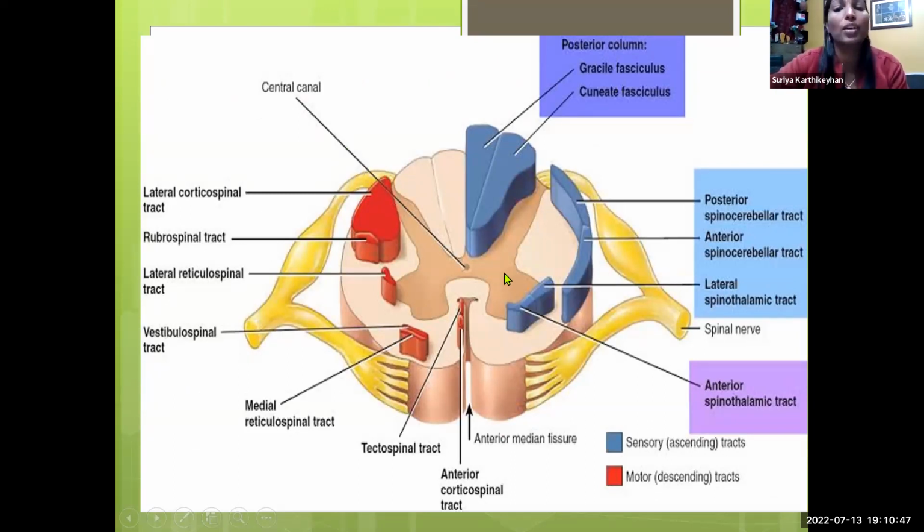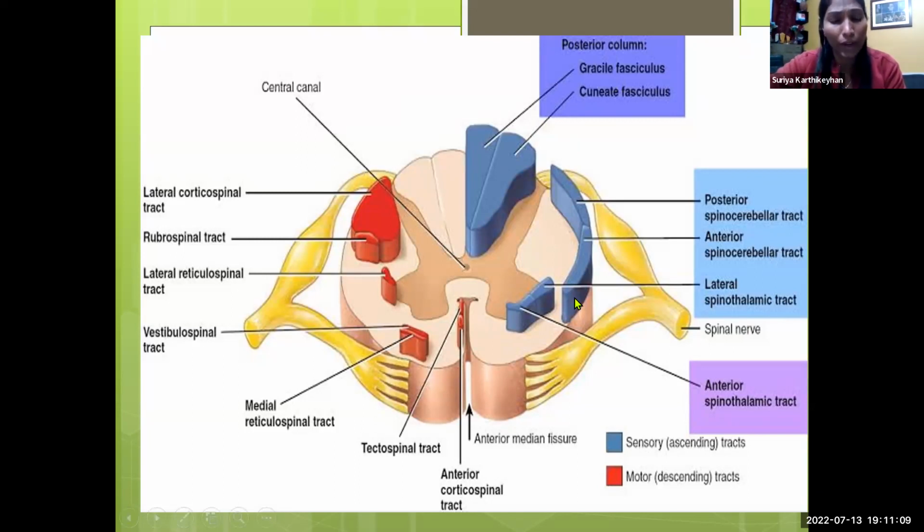All the gray column nuclei are injured. So whenever there is a lesion at the upper level, that is at the cervical region, it is going to completely transect all these tracts. All these tracts are going to be affected. That's why there is loss of general sensation in the lower limb, because the lower limb sensations are carried by the posterior column mainly.